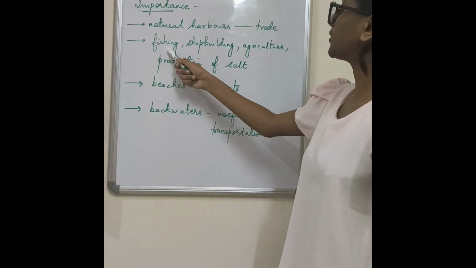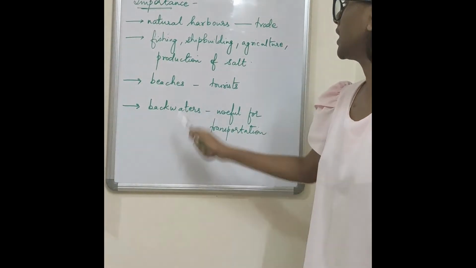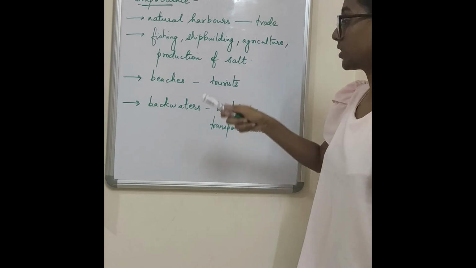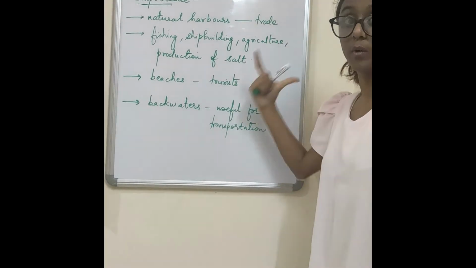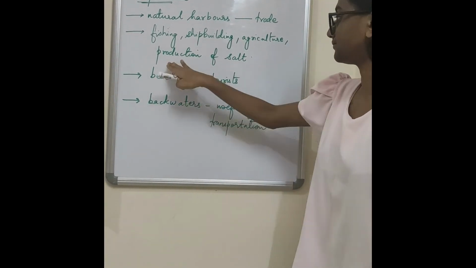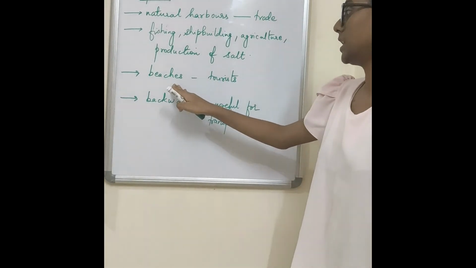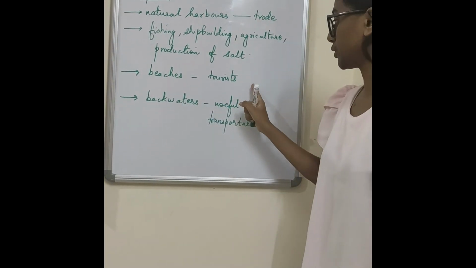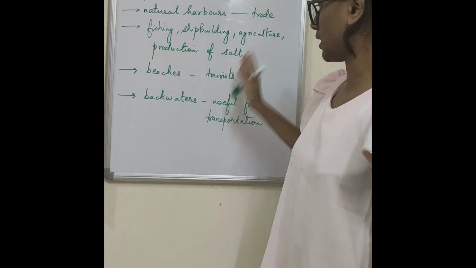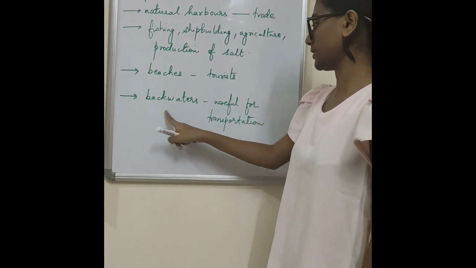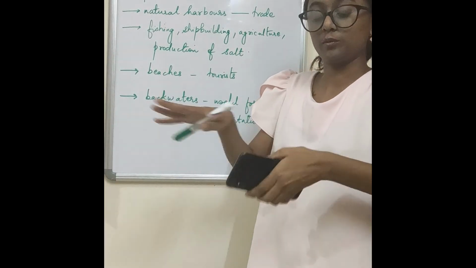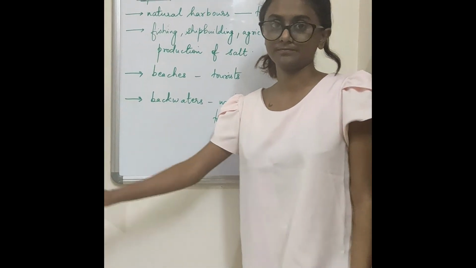And obviously we can do a lot of fishing, shipbuilding, which happens in Visakhapatnam and some other places, and agriculture. Like I told you, the eastern coastal plains are wider, so we can grow a lot of items over there, and production of salt. And obviously beaches, specifically in Goa, because it promotes tourism, we have beautiful beaches all along our coasts. And the backwaters, which are created, right? So they are very useful for transportation. So for internal, domestic transportation, we can use the backwaters.